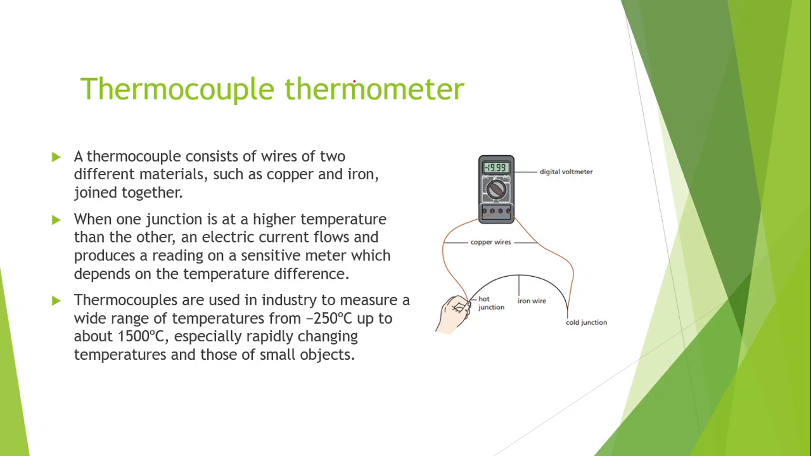So when one junction is at a higher temperature than the other, an electric current flows, because of a potential difference, and it produces a reading on the sensitive meter, which is dependent on the temperature difference. So the temperature difference basically causes the electric current to flow, which is due to the potential difference between the two junctions, the cold junction and the hot junction of the different wires. And the potential difference is then measured through a digital sensitive voltmeter that is shown right over here.